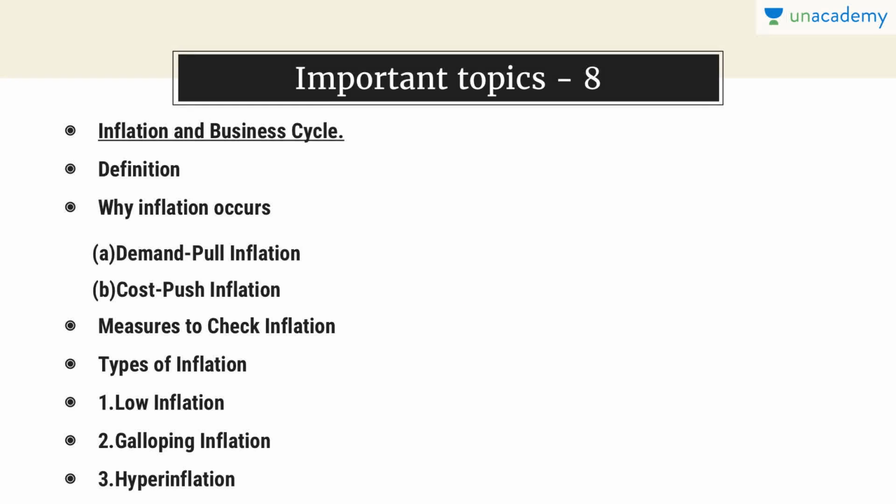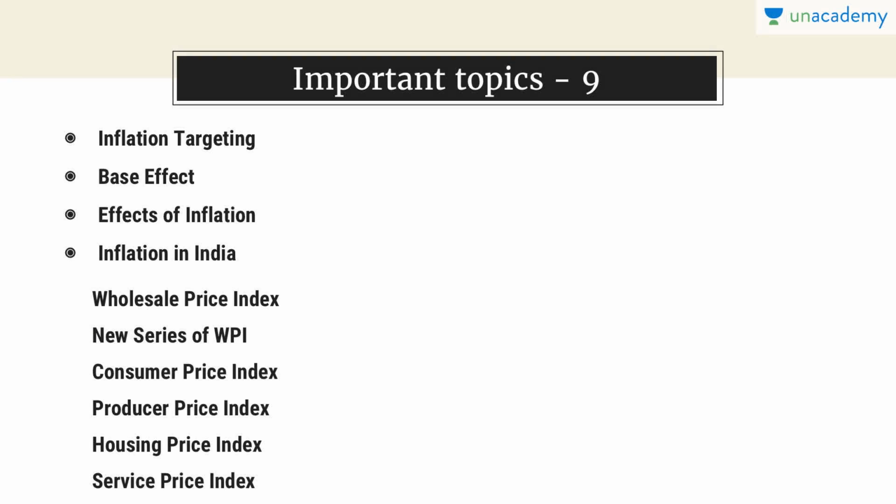Now inflation and business cycle, such questions are frequently asked in the preliminary examination. What is the definition of inflation, why does inflation occur, what is demand pull inflation, what is cost push inflation, so these are important. Then measures to check inflation, types of inflation. Basically there are 3 types of inflation: low inflation, galloping inflation and hyperinflation, so you need to understand these types of inflation as well. Then what is inflation targeting, what is base effect, what are the effects of inflation in India, so these are again very important concepts which one needs to understand.